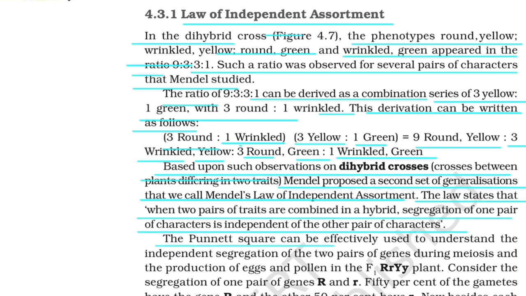The Punnett square can be effectively used to understand the independent segregation of two pairs of genes during meiosis and the production of eggs and pollen in the F1 RrYy plant. Consider the segregation of one pair, R and r. 50% of the gametes have the gene R and the other 50% have r.